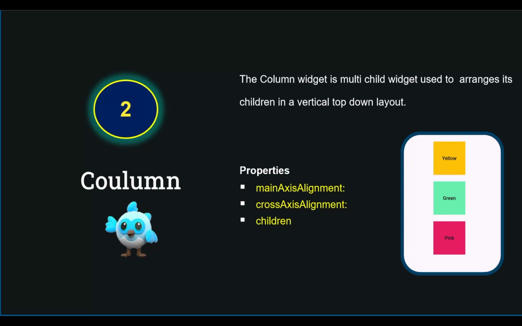The column widget is a multi-child widget used to arrange its children in a vertical top-down layout. The column widget has properties: main axis alignment, that is along the y-axis, and cross-axis alignment, that is along the x-axis, in children.